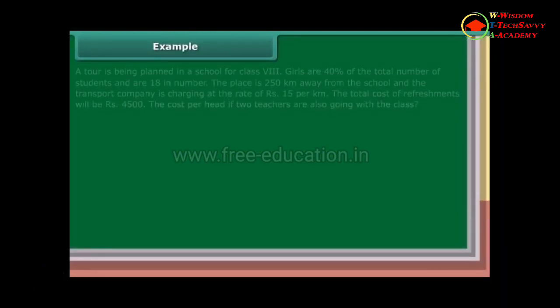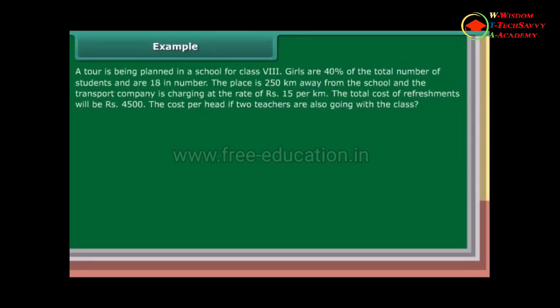Example. A tour is being planned in a school for Class 8. Girls are 40% of the total number of students and are 18 in number. The place is 250 km away from the school and the transport company is charging at the rate of Rs 15 per kilometer. The total cost of the refreshments will be Rs 4,500. Find the cost per head if 2 teachers are also going with the class.